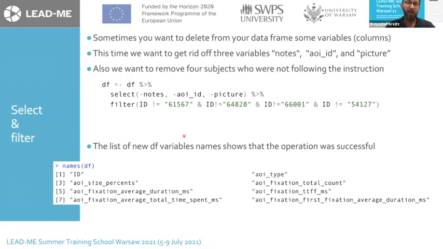Here I have an example where I want to get rid of variables from my data called nodes. I want to get rid of this variable AOI ID, which we have already looked at, and we've seen it has some meaningless information for us. And we want to get rid of this newly created variable called picture. How do I get rid of them? I do select and I say minus nodes. Minus means remove this variable, remove this column.